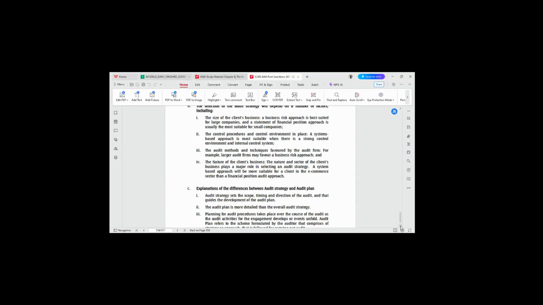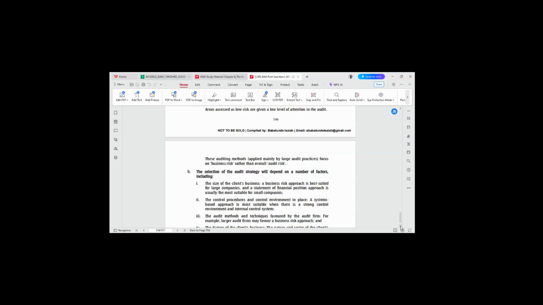The C part: explanation of the differences between audit strategy and audit plan. Look at it. Audit strategy sets the scope, timing and direction of the audit that guides the development of the audit plan. It's similar to what I said, right? The audit plan is more detailed than the overall audit strategy. Planning and audit procedures take place over the course of the audit as the audit activities of the engagement develop and events unfold. Okay?